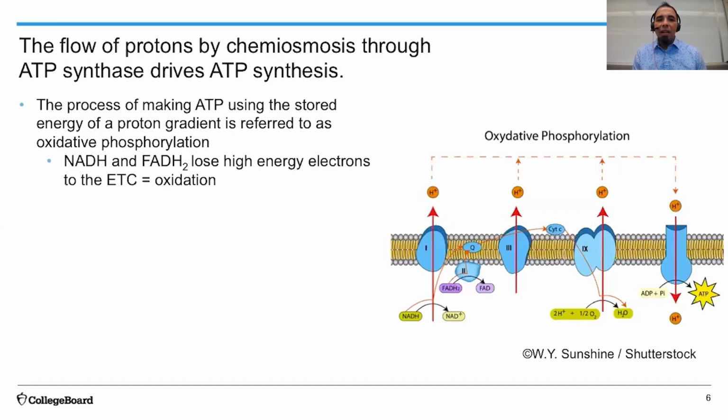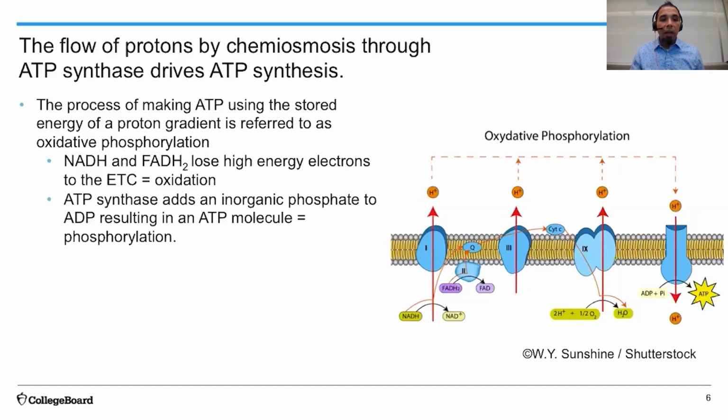NADH and FADH2, those carrier molecules, lose high energy electrons to the electron transport chain, and that's oxidation. LEO, lose electrons, oxidize. ATP synthase, that enzyme, adds an inorganic phosphate to ADP, resulting in an ATP molecule. ADP diphosphate, resulting in ATP triphosphate. That's your phosphorylation. So you have the oxidation part with losing the electrons, and you have the addition of an inorganic phosphate. There's your phosphorylation.